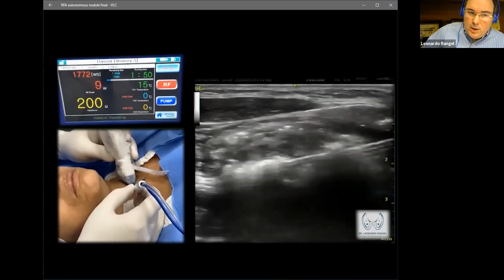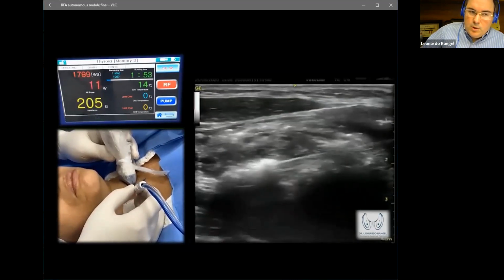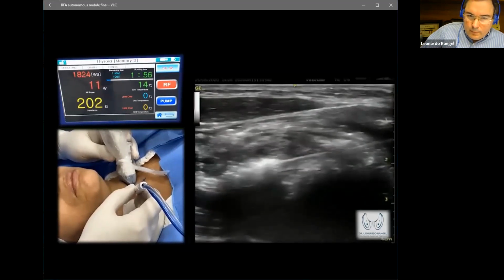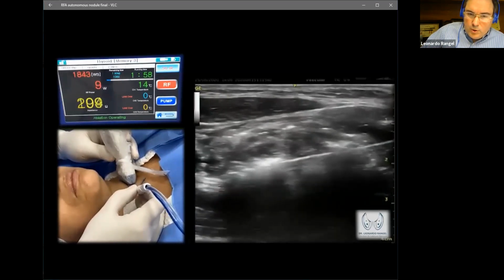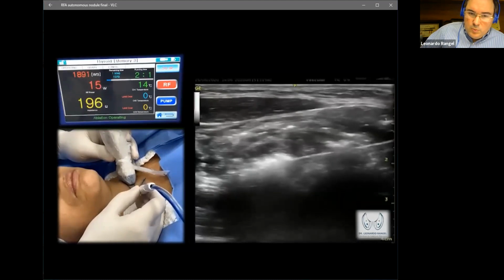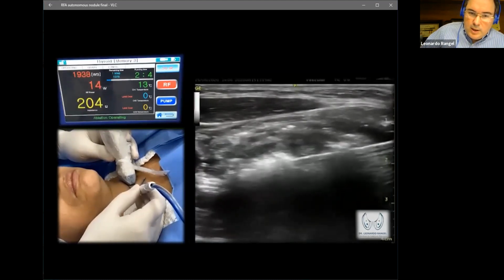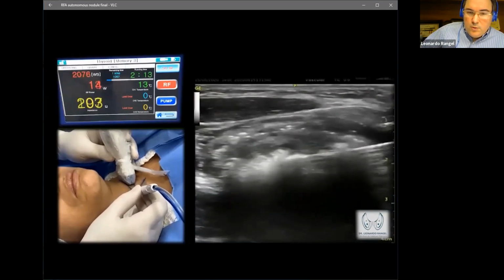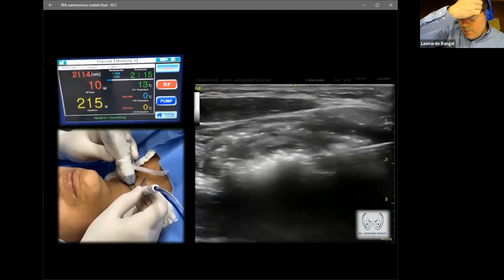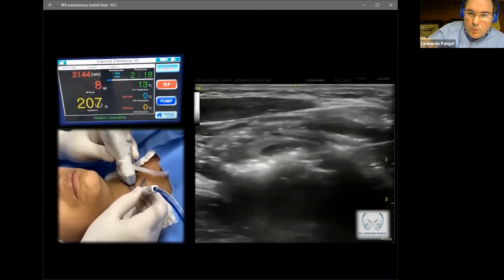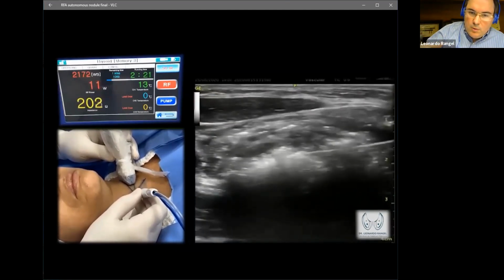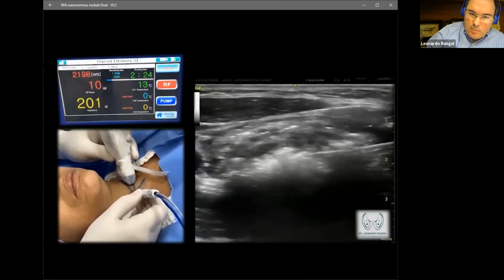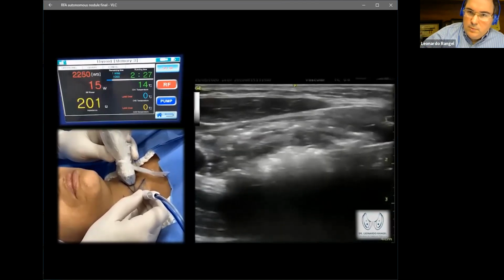We are treating here the mid portion of that nodule, okay? And this is important for a stepwise approach. That's the kind of systematization that Dr. Lisa was speaking about. If you do ablations randomly, you will lose track of the areas that you ablated and the areas you did not ablate.